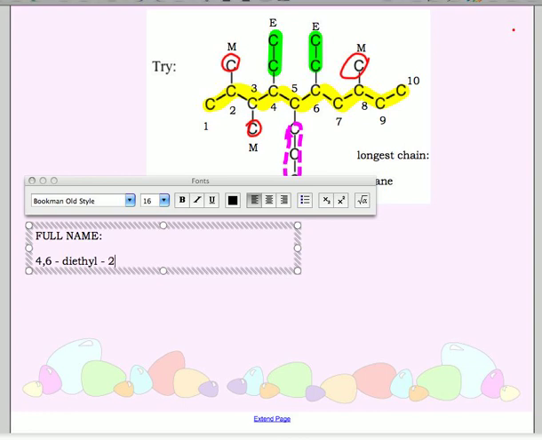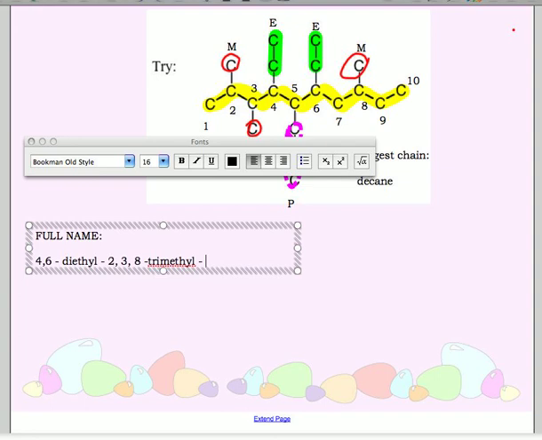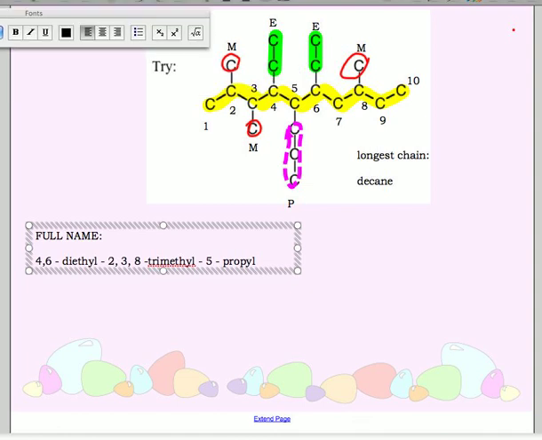So we have a 2, 3, and 8. There's three of those methyls, so a trimethyl. And then alphabetically, the last one is propyl. So we have a 5-propyl. And to finish it all off, we just put in our longest chain, which is a decane.